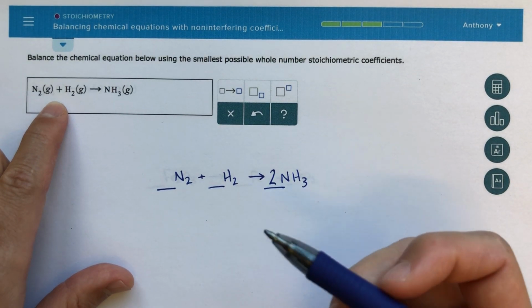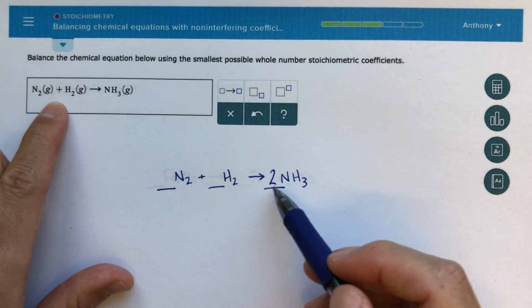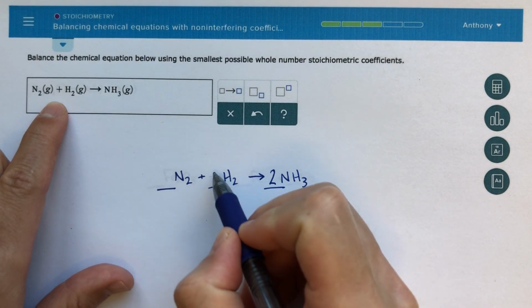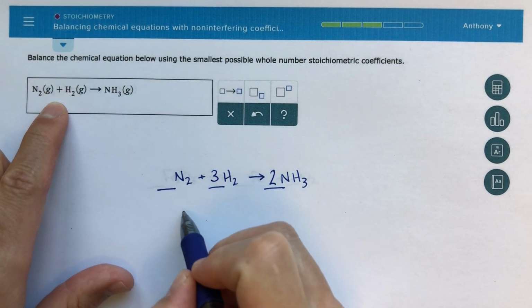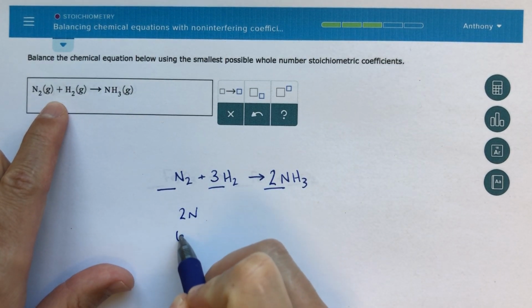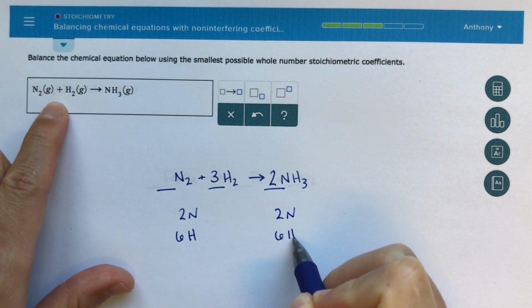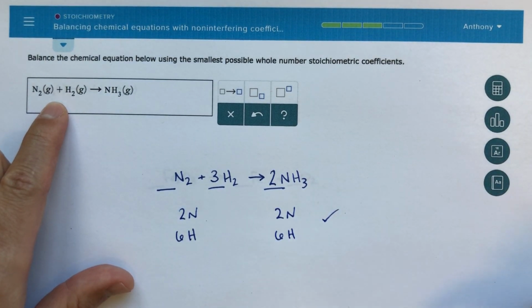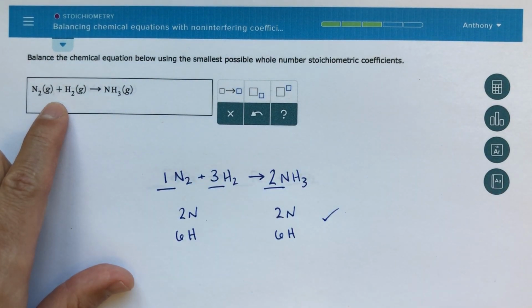The whole point of this is that we have the same number of atoms on each side. Now I've got 6 hydrogens on this side, so I need to make sure that I end up with 6 hydrogens total on this side, so I can put a 3 there. So now I've got 2 nitrogens, 6 hydrogens on this side. I've got 2 nitrogens and 6 hydrogens on this side. That's what we're looking for, right? And if I leave this blank, that means 1, but I could also put in a 1 there. Either way is totally fine.